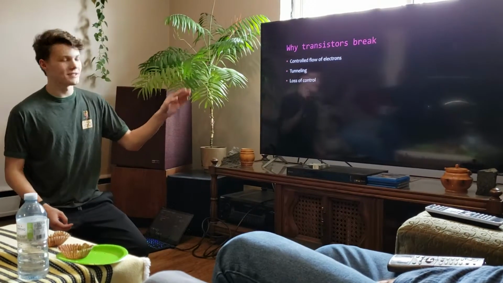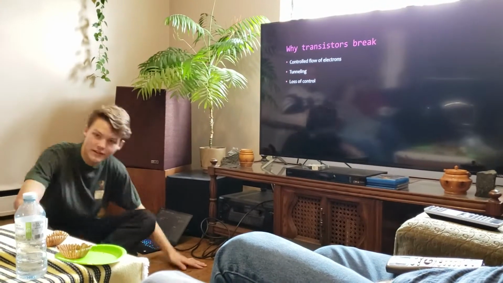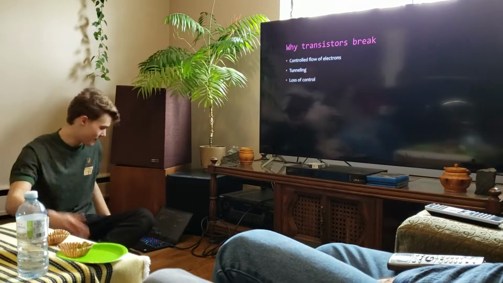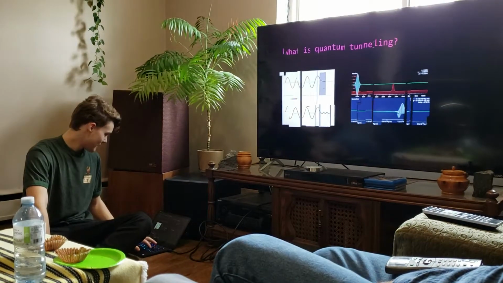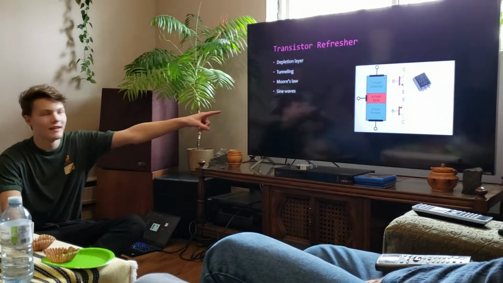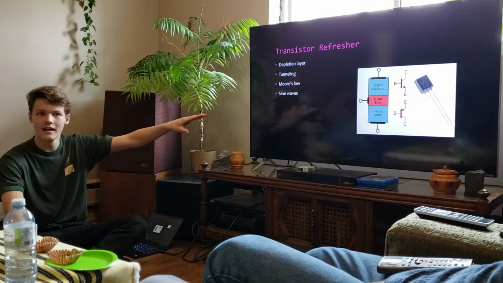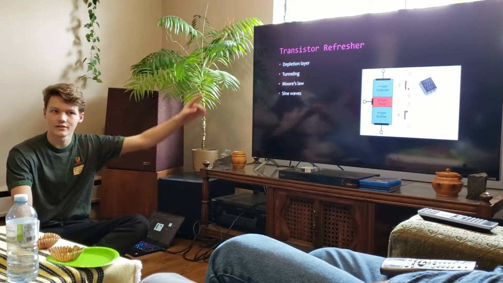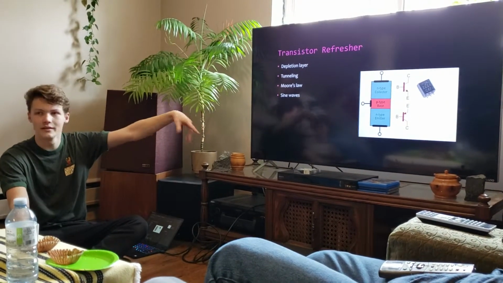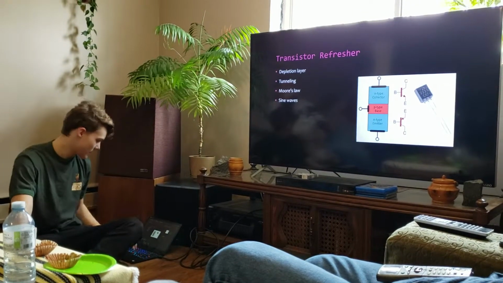Transistors break. When I previously mentioned transistors, we saw that diagram. There we go, that one. There's that P-type base in the middle that prevents the electrons from the collector and the emitter from passing through and breaking the switch.